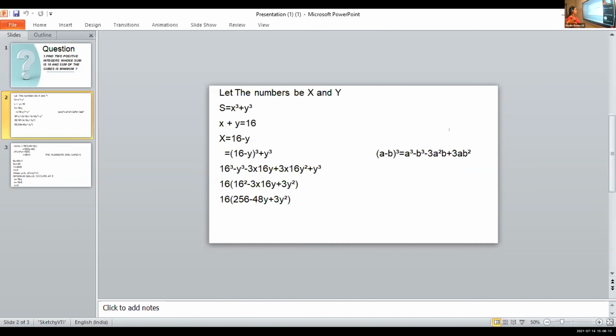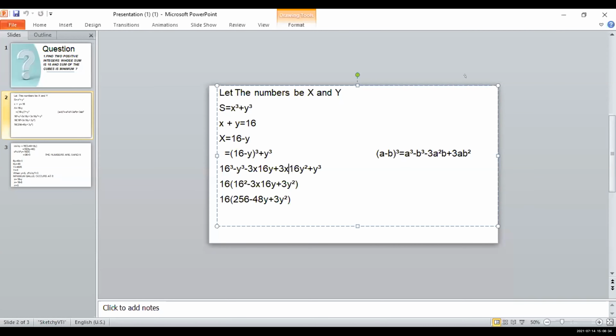All of you listen to this carefully. This part is okay. What you have written is correct. S is x cube plus y cube. So x plus y is 16. X is 16 minus y. After that, look at the next step. This is equal to 16 minus y cube plus y cube. We are substituting into the first equation, so you should mention it here: S is equal to. Yes, ma'am. So S is equal to 16 minus y the whole cube plus y cube.